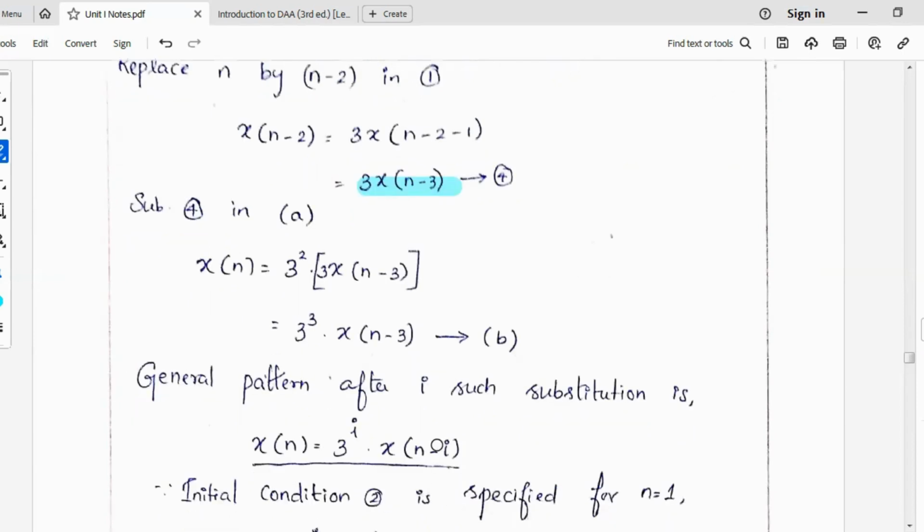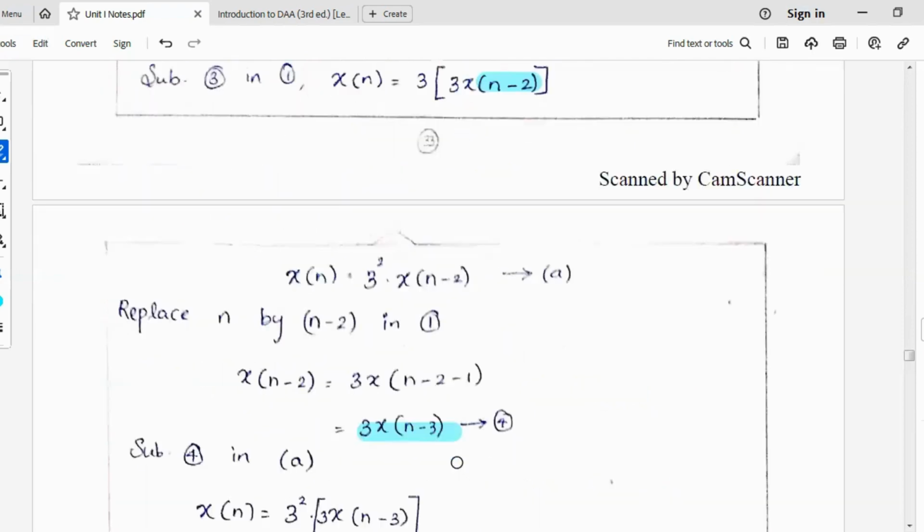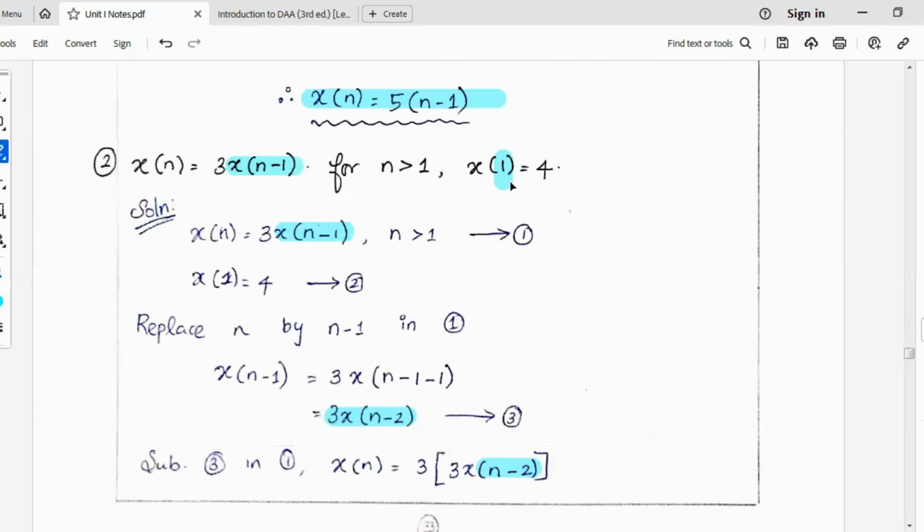So now I have to find what is the value of i by using the base condition. So here, n minus i, in the base condition, I can see there is 1, right?